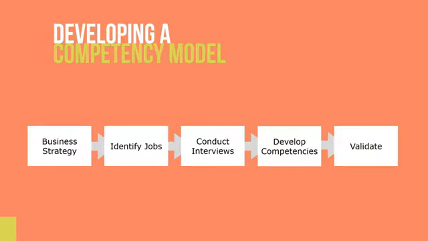How are competencies identified and competency models developed? This figure shows the process used to develop a competency model. First, the business strategy is identified. Second, the job or position to be analyzed is identified. Third, effective and ineffective performers are identified. Fourth, the competencies responsible for effective and ineffective performance are identified. Fifth, the model is validated. That is, a determination is made as to whether the competencies included in the model truly are related to effective performance.